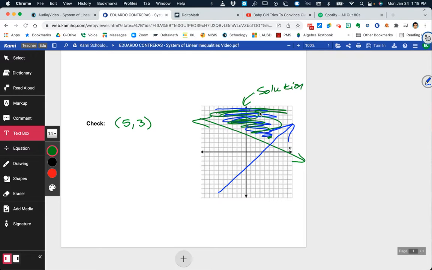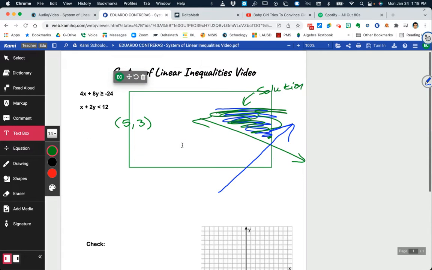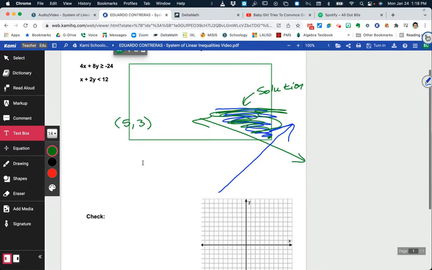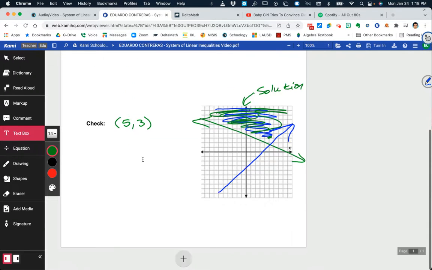What you're going to have to do is go to the top and take your original inequality. So what is 4x plus 8y greater than or equal to negative 24? And you would plug in 5, 3 and then work it out, show that that's a true statement. You want to have true for this one.